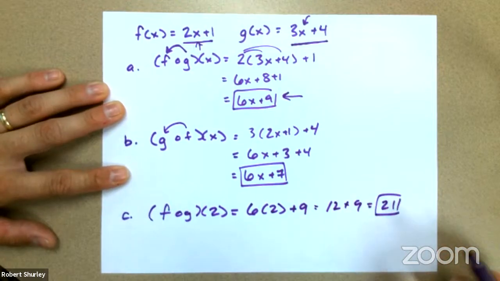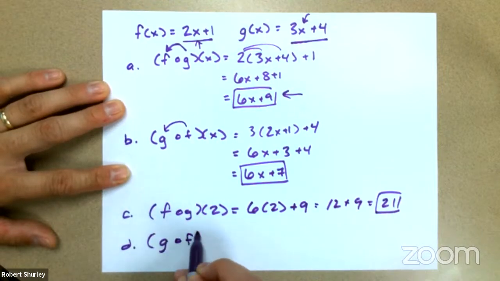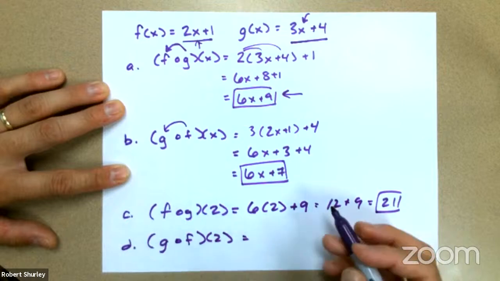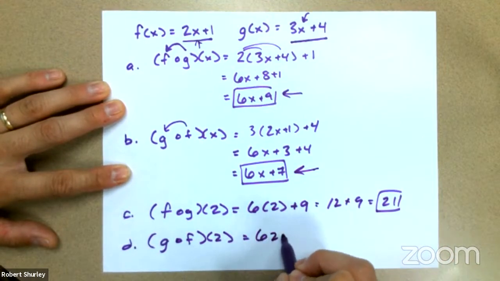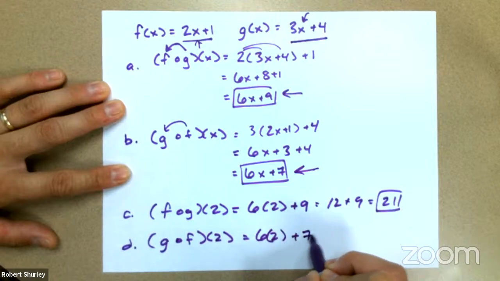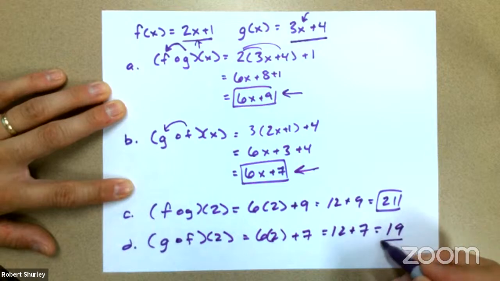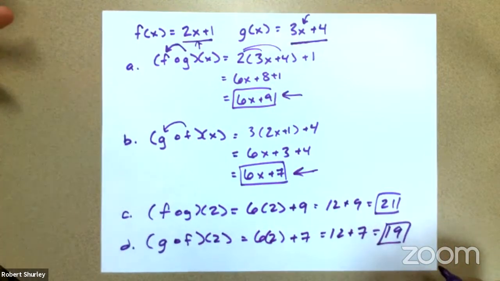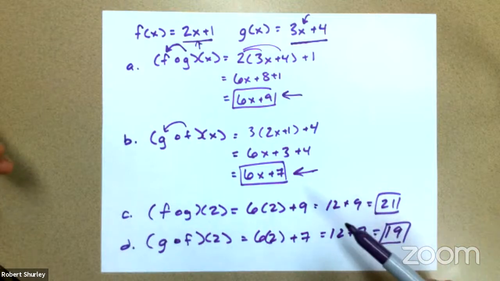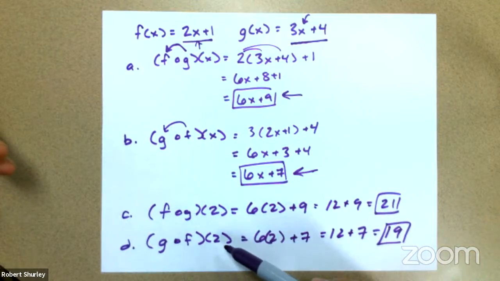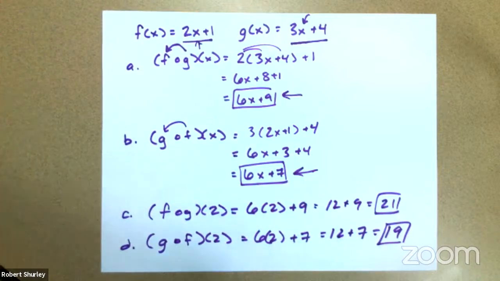So I get 21. Same thing for part D here. If I did f composed of g of 2, I'm going to use this equation now, and I'm going to say 6 times 2 plus 7. So 12 plus 7, and I wind up with 19. Okay. So if they ask you for a number, find the equation first and then plug it in. That's the best way to do it.